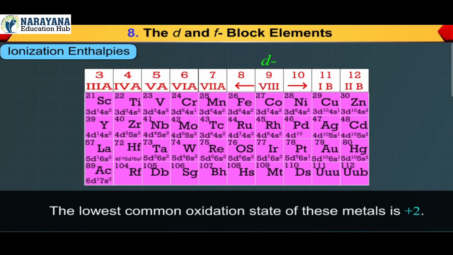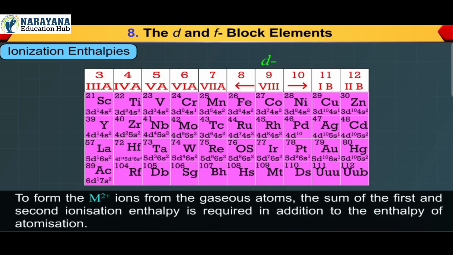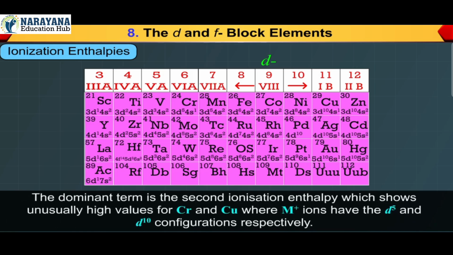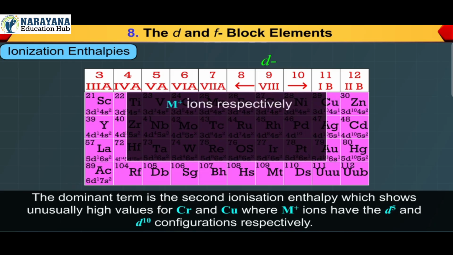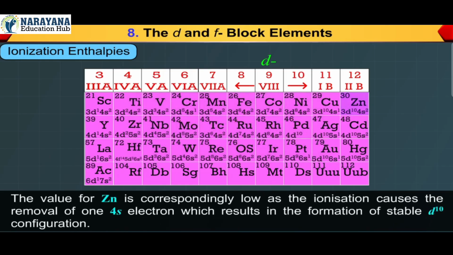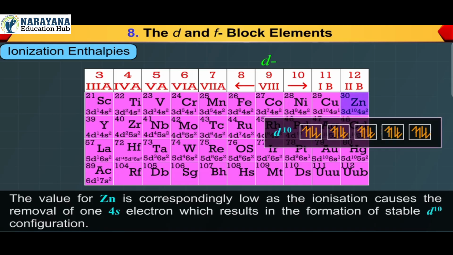The lowest common oxidation state of these metals is +2. To form the M2+ ions from the gaseous atoms, the sum of the first and second ionization enthalpies is required in addition to the enthalpy of atomization. The dominant term is the second ionization enthalpy, which shows unusually high values for Cr and Cu, where M+ ions have the d5 and d10 configurations respectively. The value for Zn is correspondingly low as the ionization causes the removal of one 4s electron, which results in the formation of the stable d10 configuration.